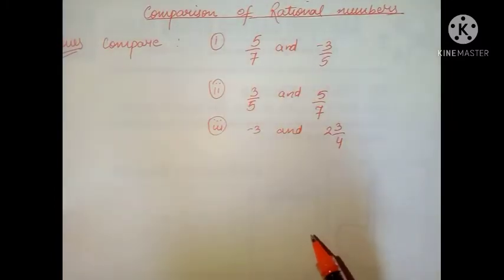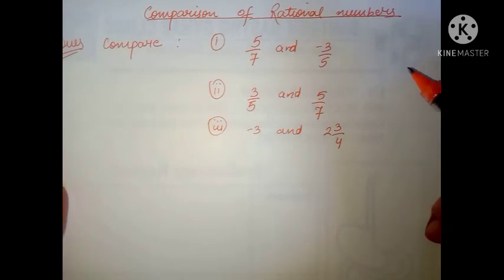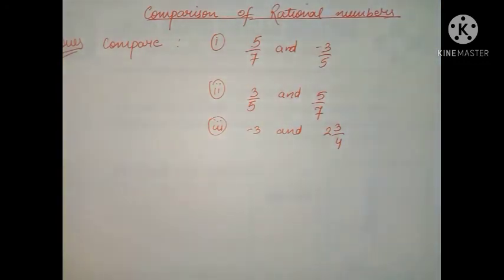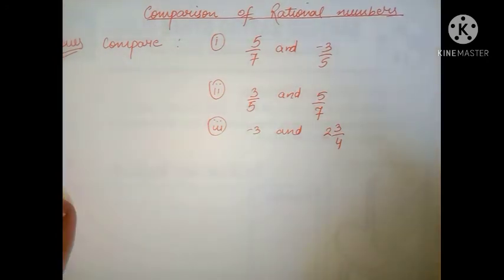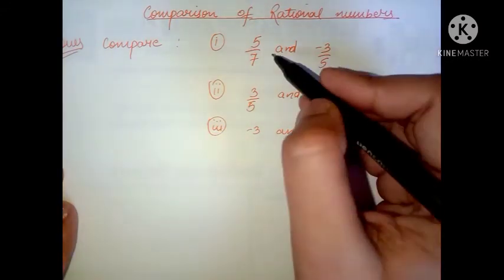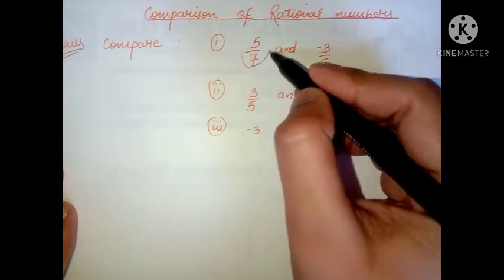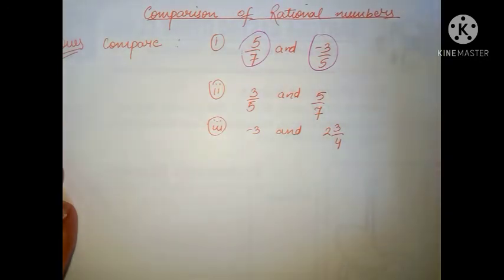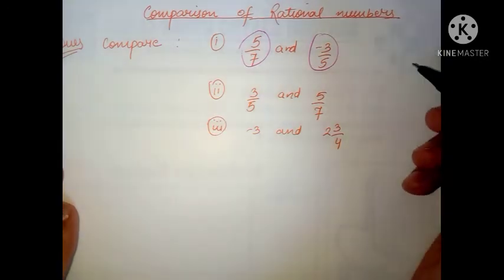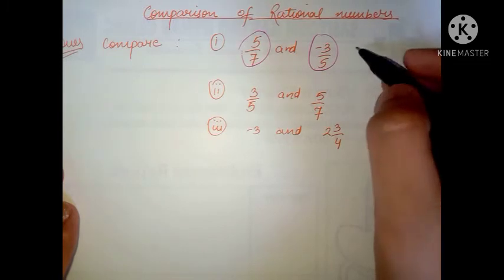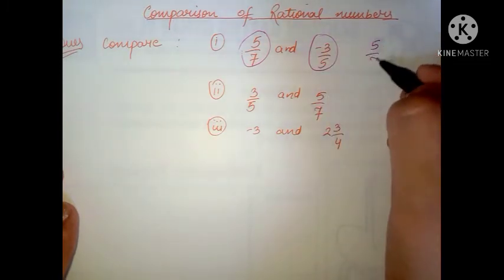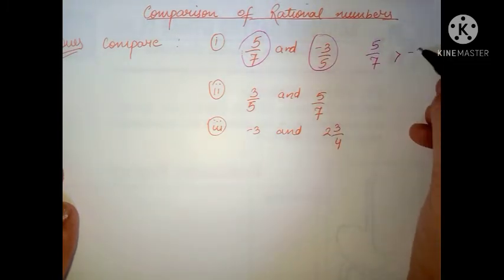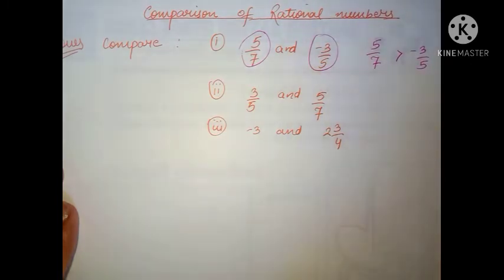Here comes our new topic, which is comparison of rational numbers. We have taken a few examples to illustrate how we compare different rational numbers. First example is, we have to compare 5 upon 7 and minus 3 over 5. It's an oral question. We can do this question without writing anything. So definitely 5 over 7 is greater than minus 3 over 5 for sure.